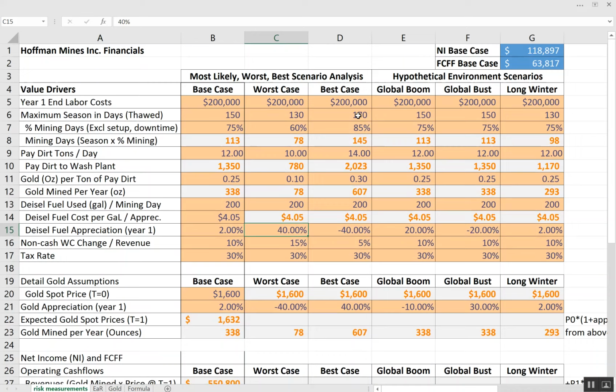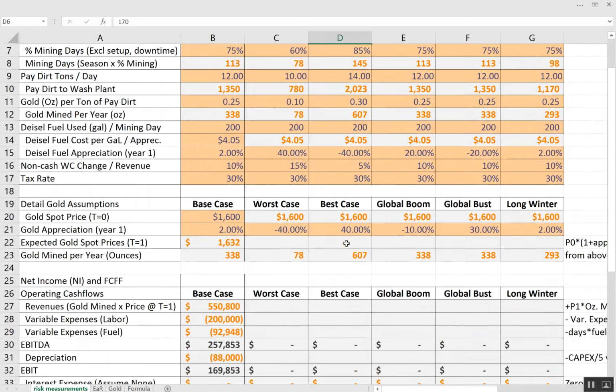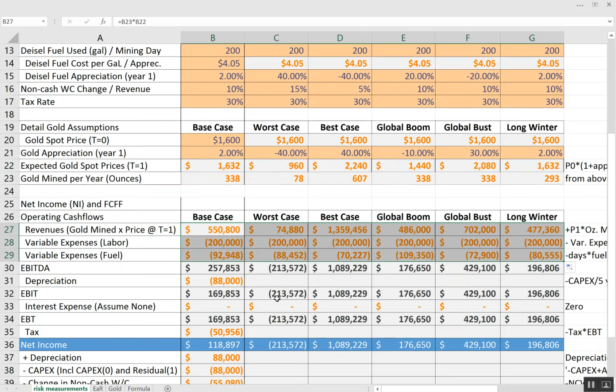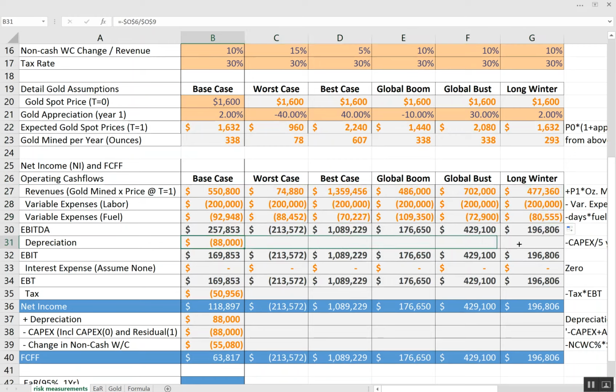The best case scenario is the season gets longer, we have a higher percentage of time, fuel prices fall and gold prices rise. So all the good things happen. Now, if we anchored these correctly, we should be able to just drag our analysis across and calculate the best and worst.